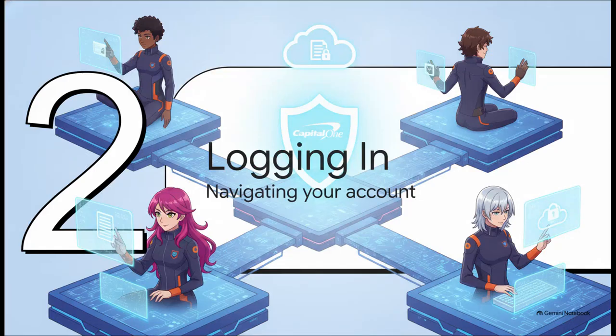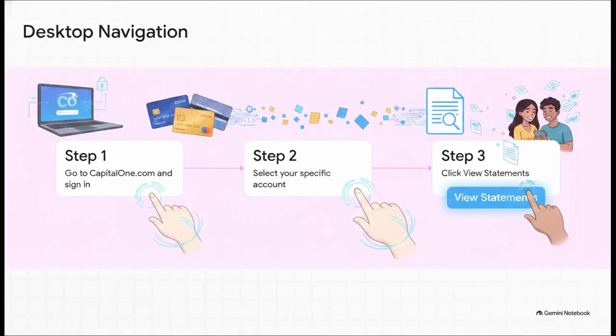Moving on to Section 2, logging in and navigating. If you're on a desktop or laptop, the process is incredibly straightforward. Step 1, just pop open your web browser, head over to CapitalOne.com, and securely sign in with your username and password. Easy enough. Once you're inside your dashboard, step 2 is to click on the specific account you want to look at, say your 360 checking or a specific credit card. Then, step 3, right there on the account homepage, you're going to see a link that says View Statements. Just give that a click, and you are exactly where you need to be.